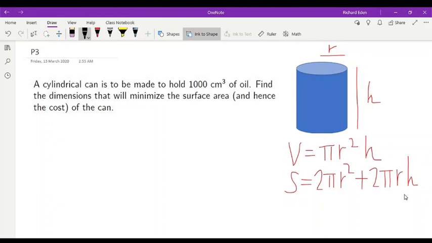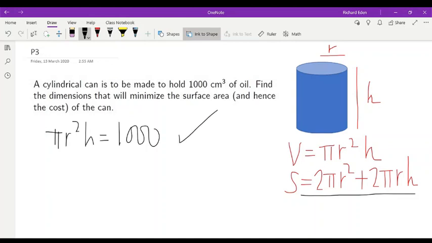Now going back to the problem, the volume is 1000 cubic centimeters, so that means you have pi r squared h equal to 1000. Now the goal is to minimize the surface area. If you look at this formula, you're probably thinking, wait, we can always make that as small as we want by making r smaller, then making h smaller. But you have to take into account that whatever r and h are, they have to satisfy this condition. So you can't just arbitrarily reduce the value of r and reduce the value of h because you need this condition to still be satisfied.